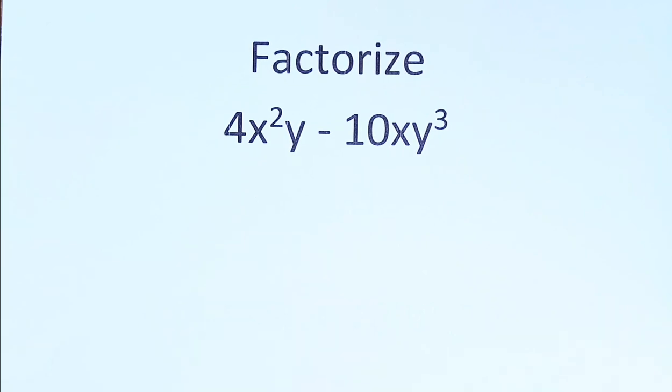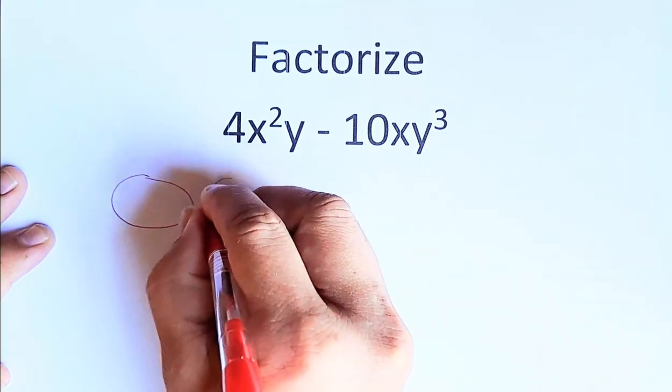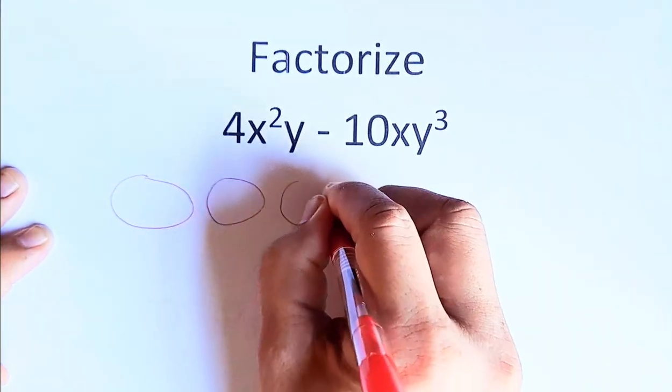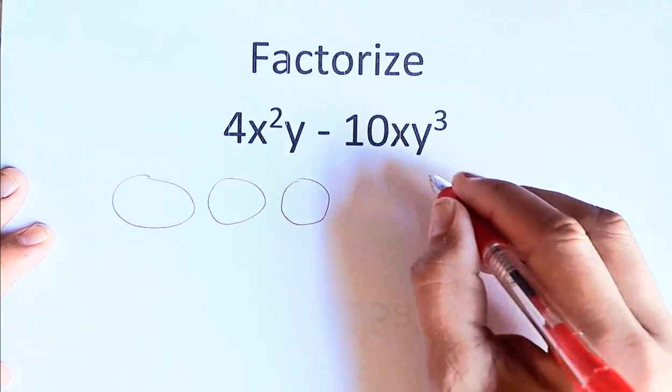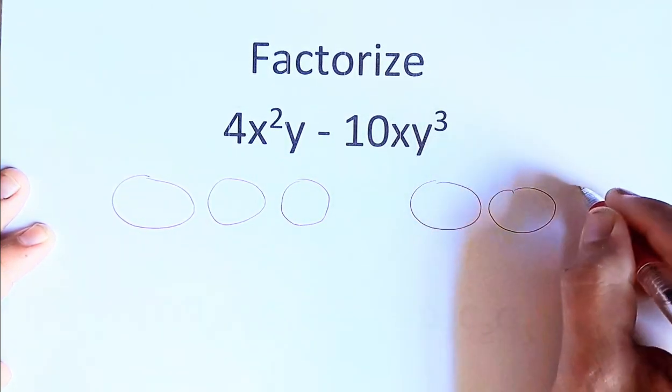Before we do it, we're going to separate the two expressions into the left and the right. So 4x squared y, we are going to put into the first box of three bubbles: x, y, and the number. And on the right hand side, you have another three bubbles.